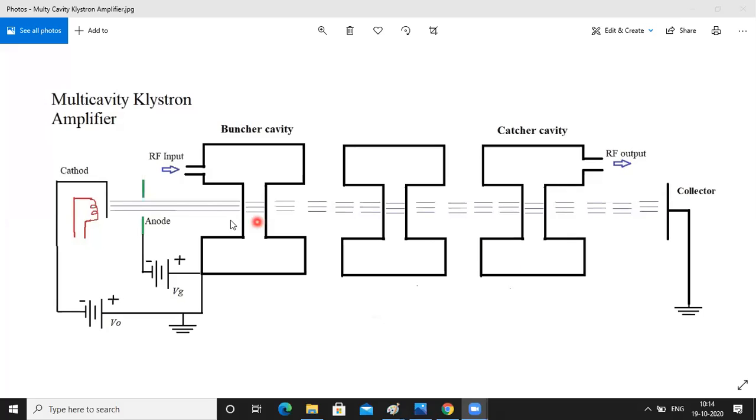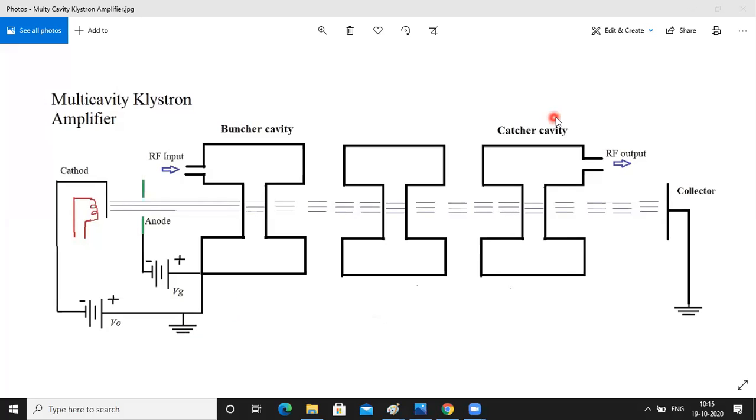Here is the electron beam. The electron beam is accelerated towards the drift tube by the large negative pulse applied to the cathode. Due to this large negative pulse, the electron beams are generated. Another thing is that magnetic force coils are placed around the drift tube to minimize beam spreading.